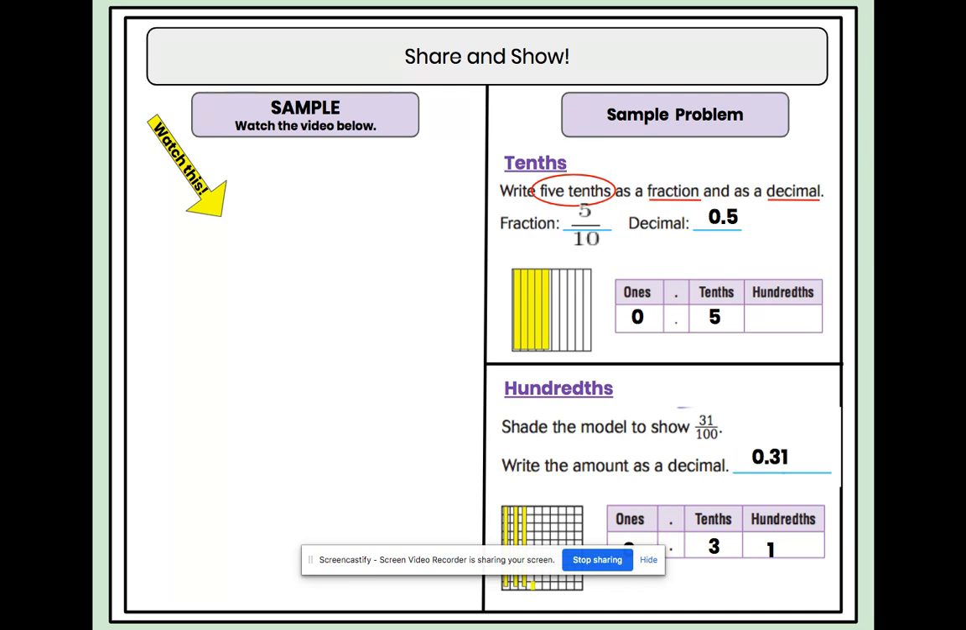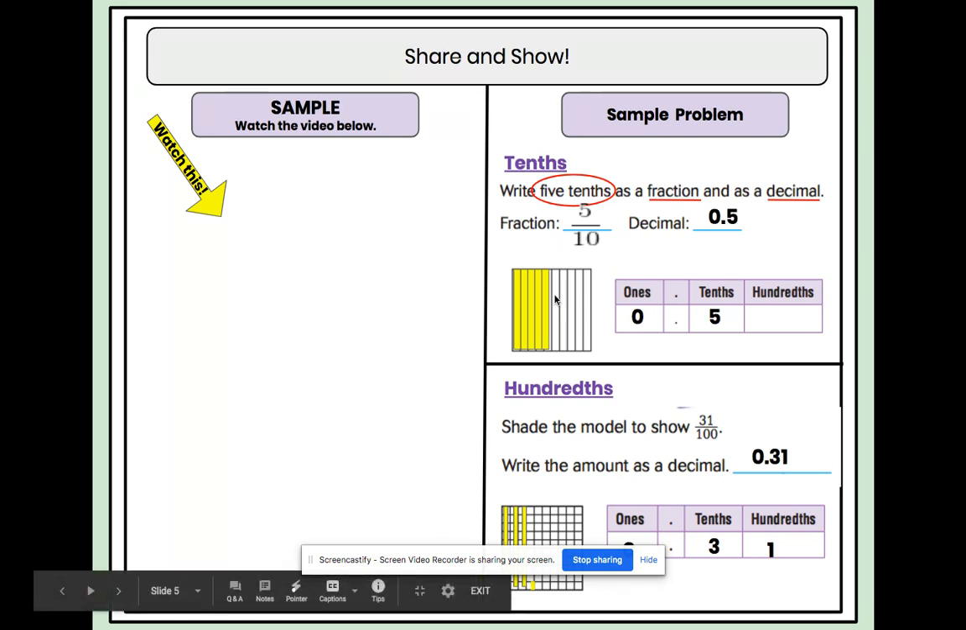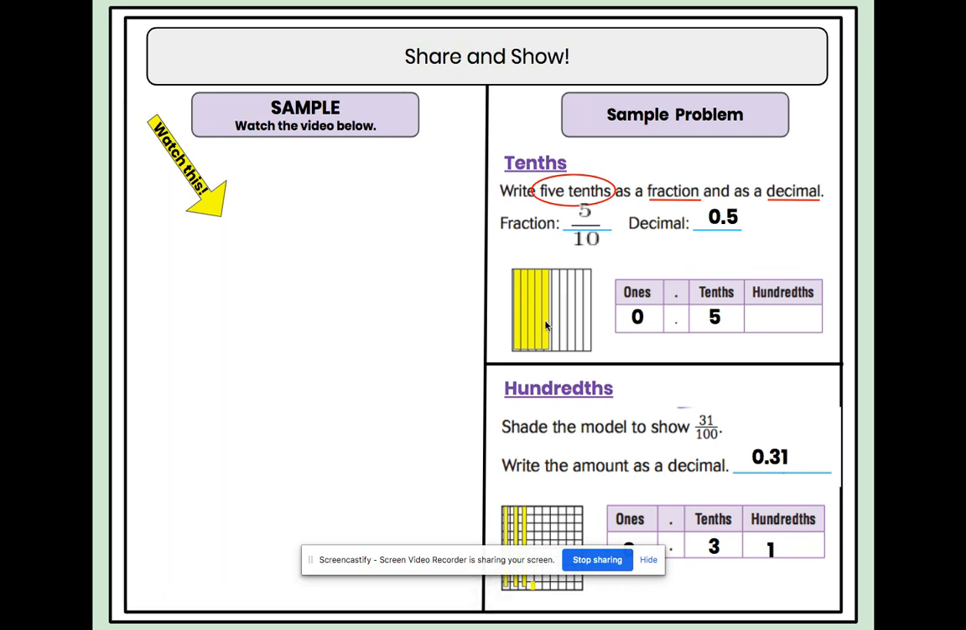So you're going to be going on your own. You're going to have some models to look at, and for your models, you're going to want to show that model in a fraction and then in a decimal.